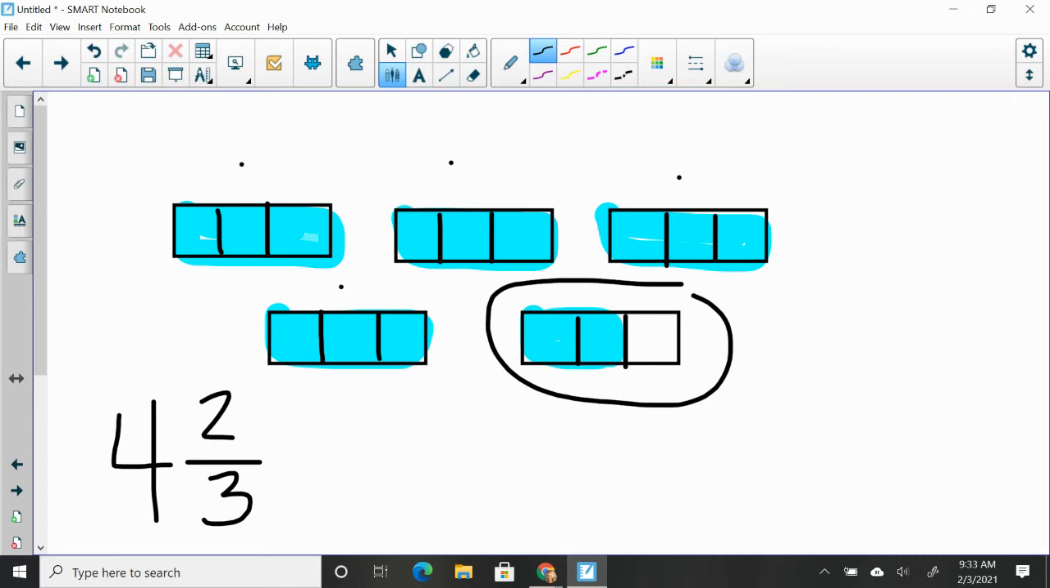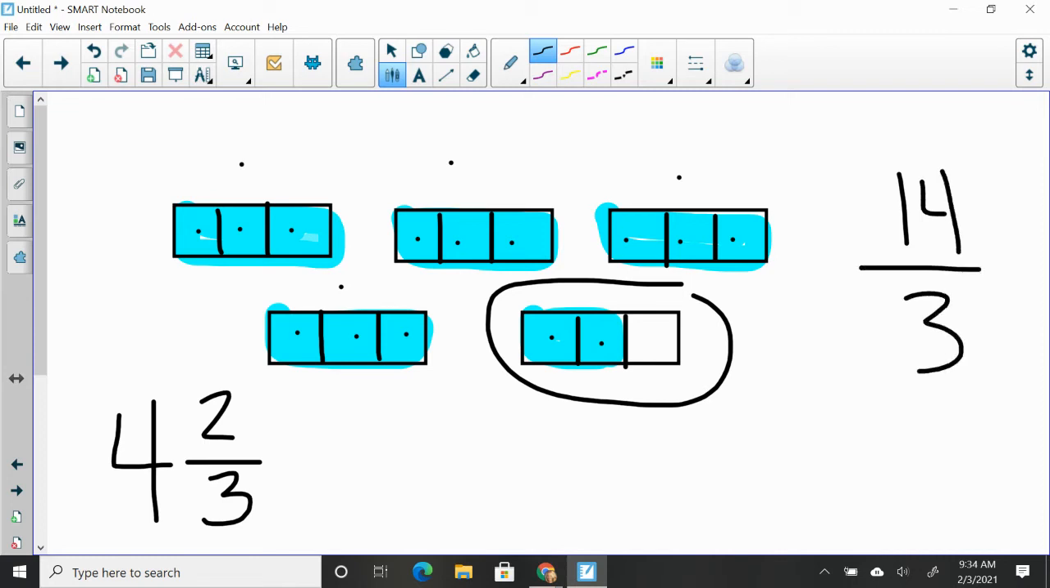What would be the improper fraction for that? So I can count each individual shaded piece. It is going to be 14/3. Okay, I can count each individual piece. 1, 2, 3, 4, 5, 6, 7, 8, 9, 10, 11, 12, 13, 14. And I could say that's going to be 14/3, which is the improper fraction.